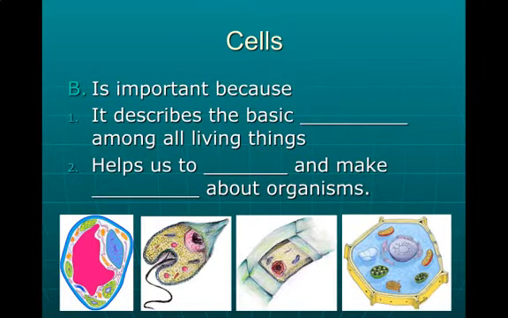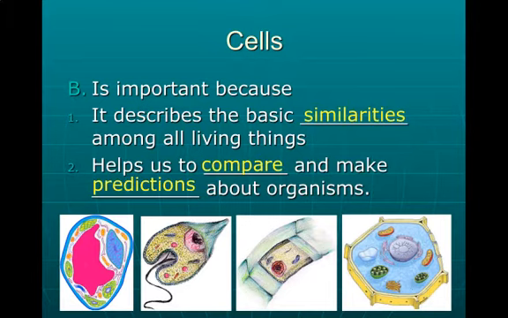Now, the cell theory is important because it describes the basic similarities among all living things, whether it is a single-celled protist or a multicellular organism like a human. We all have some similarities because of the cell theory. The other important thing is that it helps us to compare and make predictions about organisms, because we can look at what things have done in the past and what things are doing now. Then we can talk about what those organisms may do in the future.